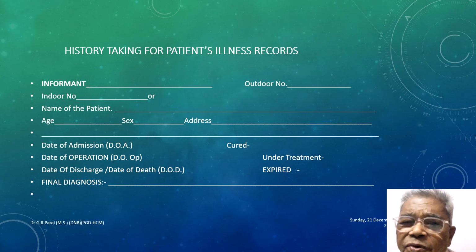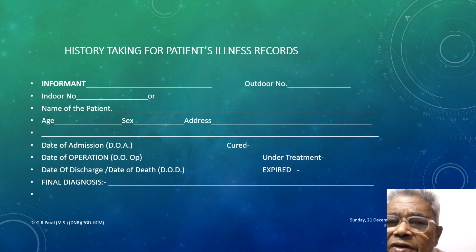Date of death is important for the certificate. Cause of death is to be given, or postmortem is advised to find out the cause of death. Cause of death is also necessary for the international classification of disease.